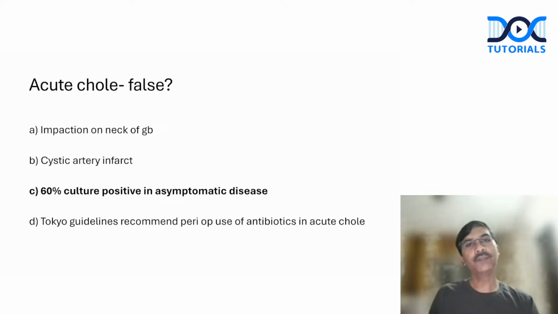The very mechanism of acute calculous cholecystitis is impaction of a stone in the cystic duct or the infundibulum, causing the GB to swell. There is edema, there is a block in the venous drainage. Still, edema happens. The cystic artery goes in for infarct, and this ends up having gangrenous cholecystitis and gallbladder perforation. Tokyo guidelines in acute cholecystitis, yes, they recommend perioperative use of antibiotics.